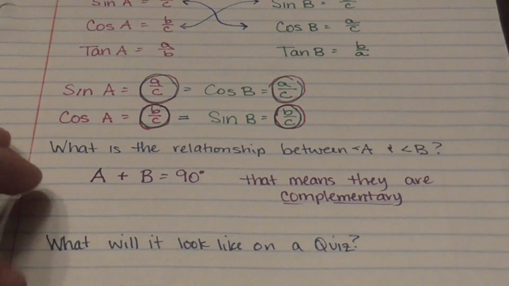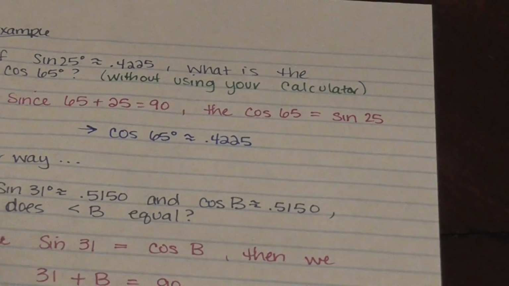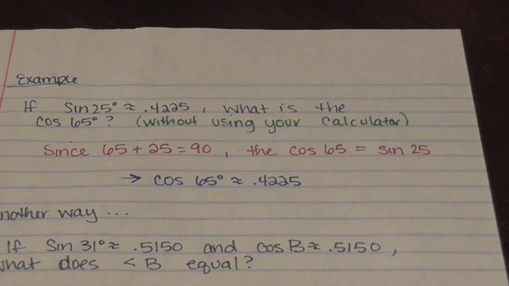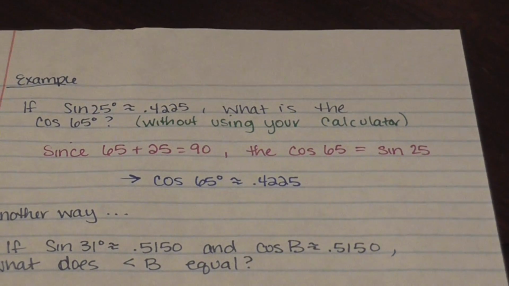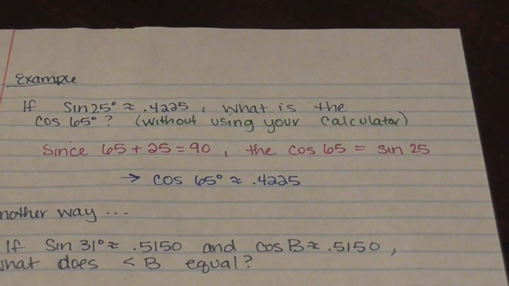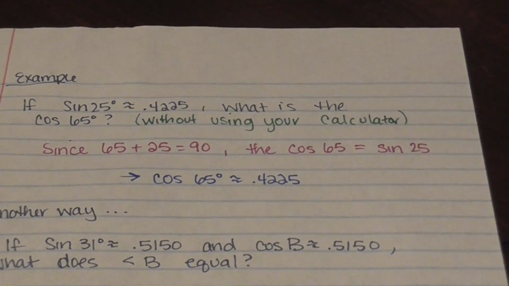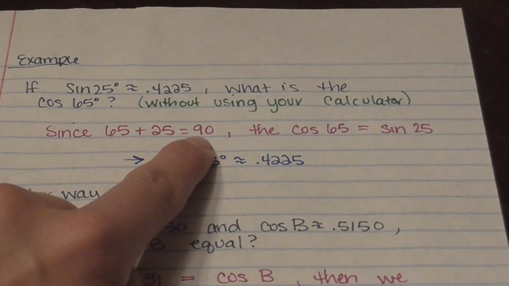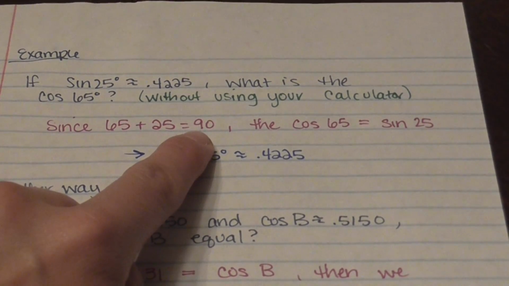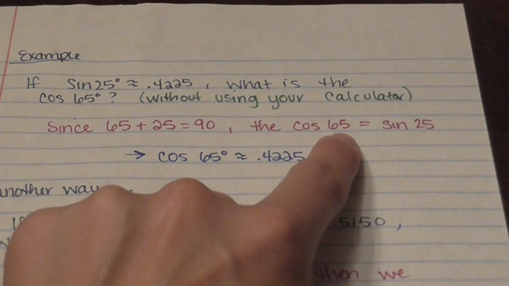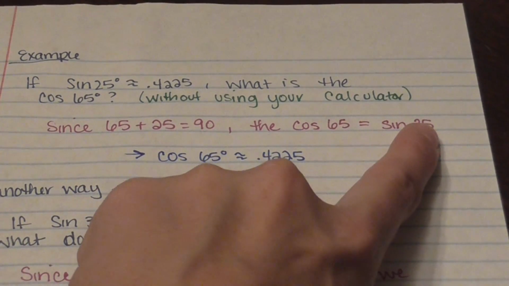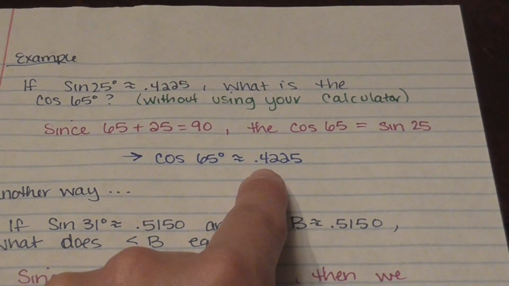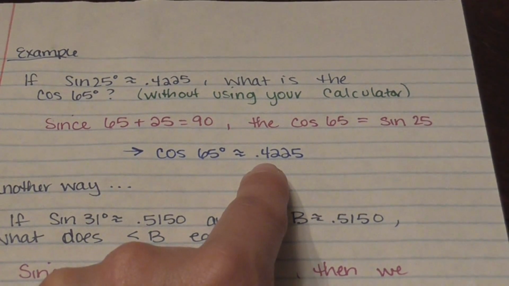So what would that look like on a quiz or a worksheet? Well, the kind of questions that you'll get is something like this. If the sine of 25 degrees is approximately 0.4225, what is the cosine of 65 degrees without using your calculator? Well, if you take a look right here, 65 and 25 add up to equal 90 degrees. Since they add up to equal 90 degrees, I know that the cosine of 65 is the exact same as the sine of 25. So the answer is just approximately 0.4225. It's the exact same thing.